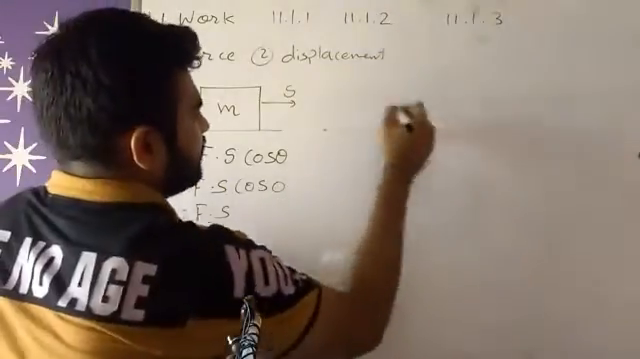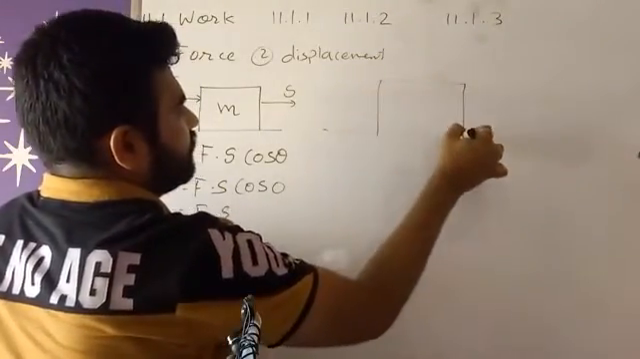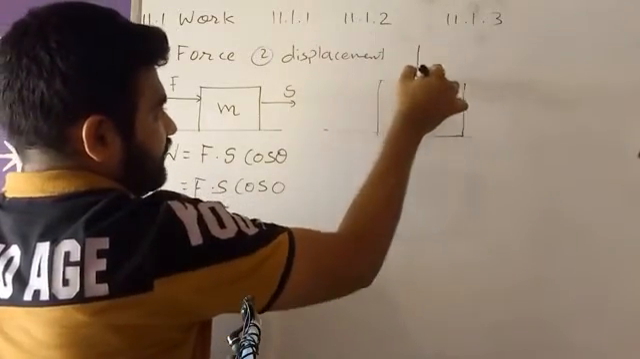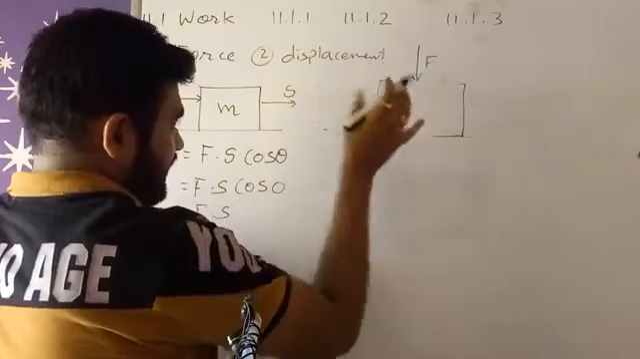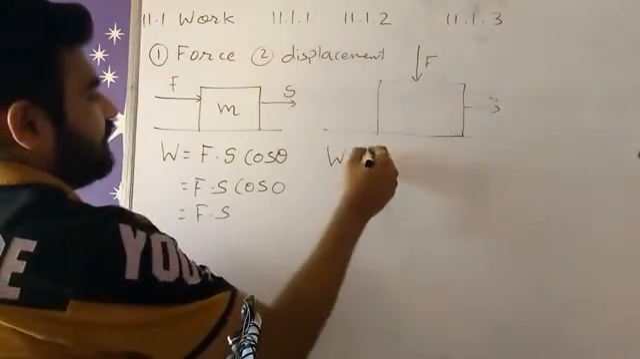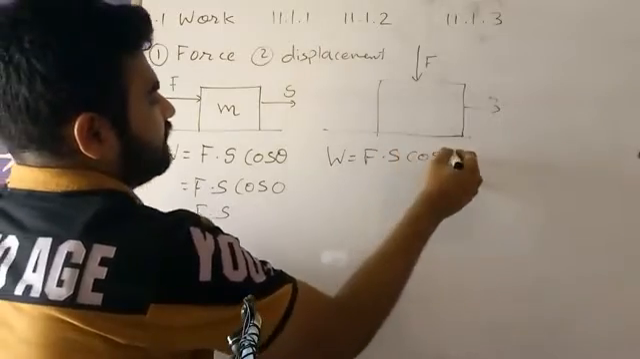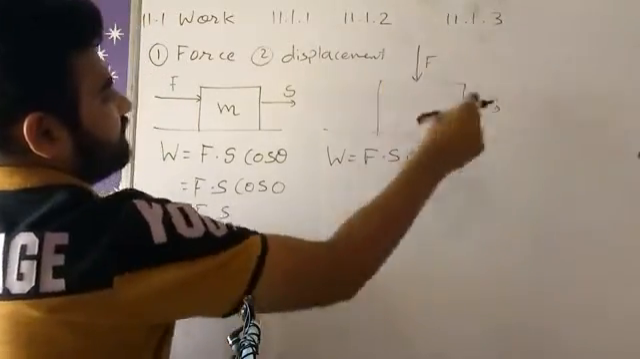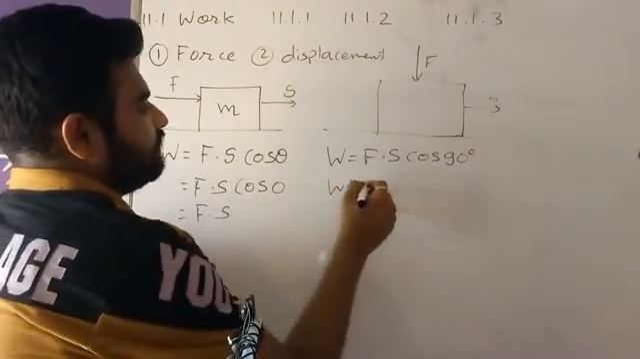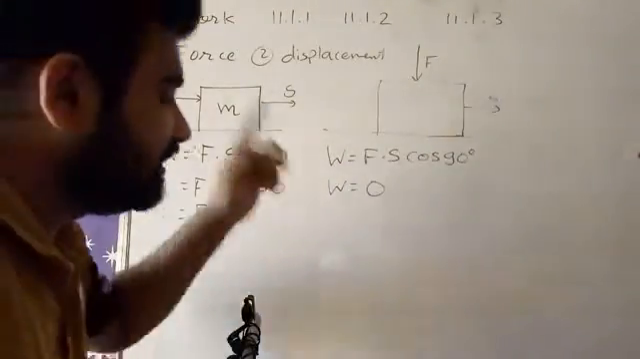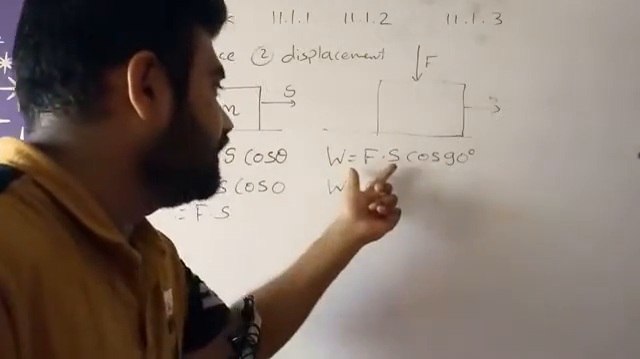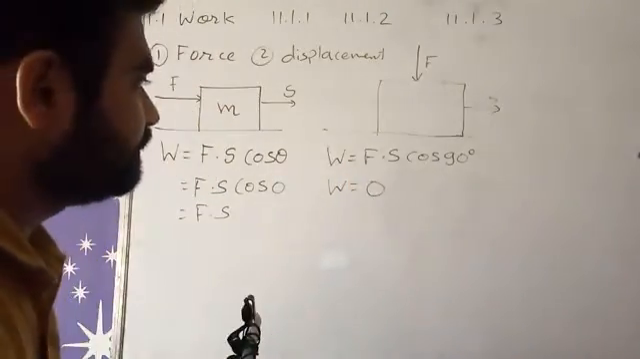Now the second example, if we have a force in the downward direction, and displacement in the right-hand side direction. To find work, again the same formula, Fs cos 90 degrees, because they make a 90-degree angle. Cos 90 will be 0. So no work is done. So remember that whenever force and displacement are perpendicular, no work is done.